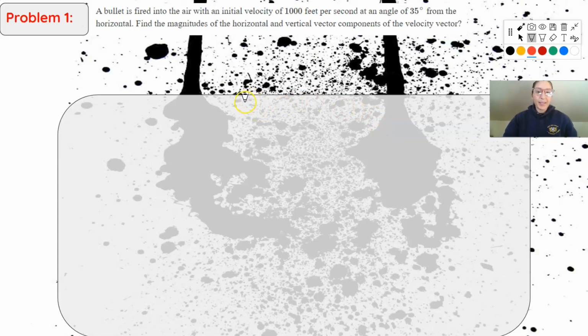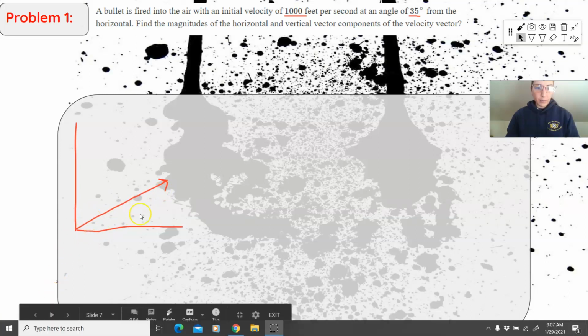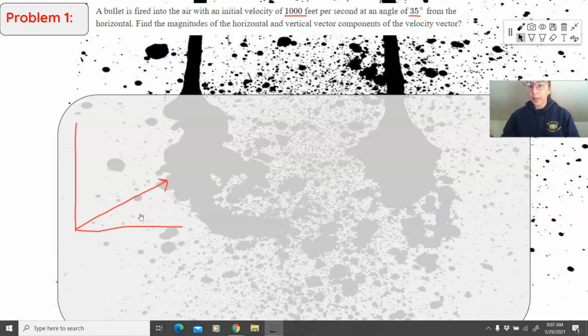A bullet is fired into the air with an initial velocity of 1,000 feet per second at an angle of 35 degrees. So if I'm thinking of vectors, 1,000 feet per second, hey, there's a magnitude, and 35 degrees from the horizontal, there's a direction, and there's a magnitude. So let me draw my vector. So let's go, direction and magnitude. So 35 degrees. So here's the bullet that's shooting off this way. Okay, so there's our vector.